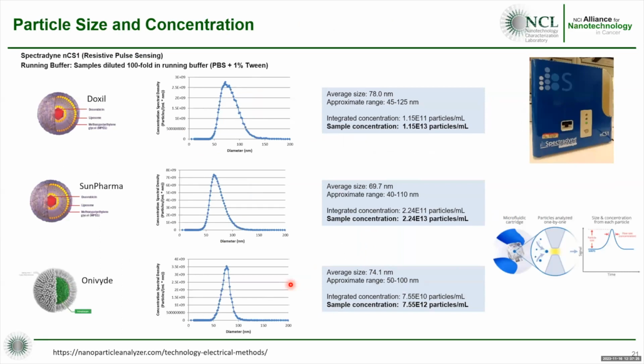So, an example to show you that it actually does work: we're using the NCS1, Spectradyne's first instrument that we purchased many, many years ago. We use this to look at liposomes, namely Doxil and Sunpharma, which are two doxorubicin-loaded liposomes, as well as Onivyde, which is an irinotecan liposomal formulation. From this, we can see the results here. We can measure the size as well as the sample concentration. So this is a very good first step in starting to look at individual particles.